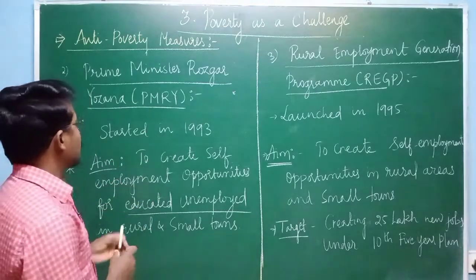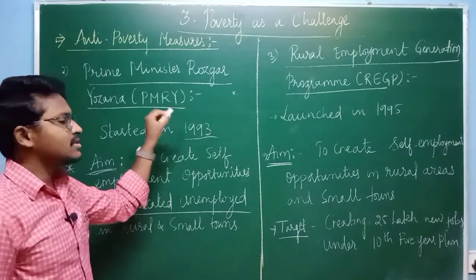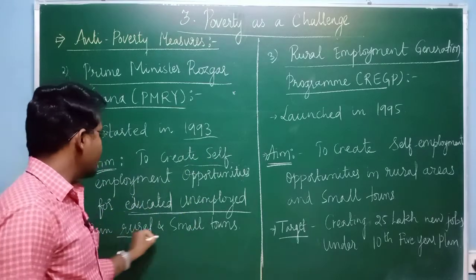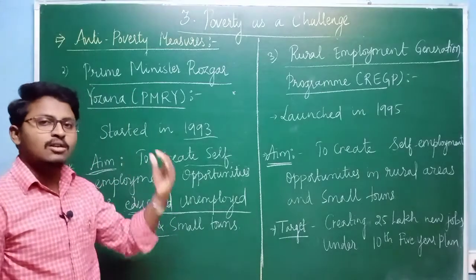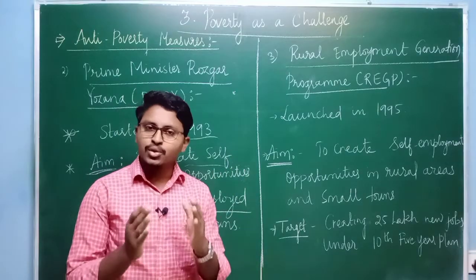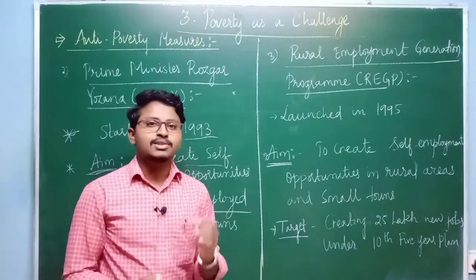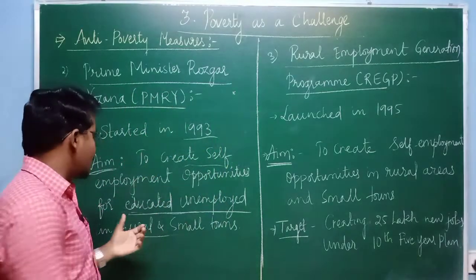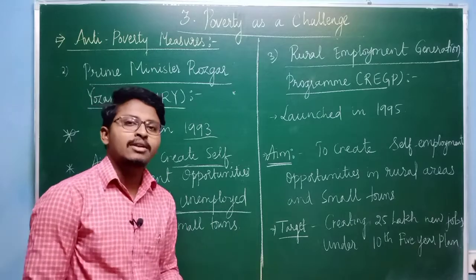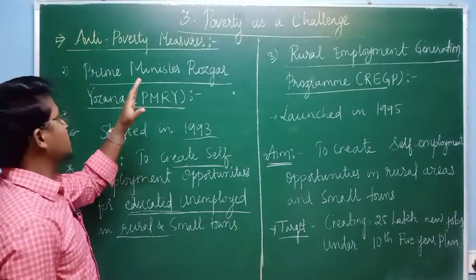And this scheme was launched, or you can say started, in the year 1993. The main aim of this scheme PMRY is to create self-employment opportunities for educated unemployed people in rural areas and small towns. You all know that most people, both in rural and urban areas, face the problem of unemployment. Though they are educated, because of the lack of job opportunities they sit idle, unemployed. So the main aim of the scheme is to create self-employment for people who are educated but unemployed. That is the main aim of the Prime Minister Rozgar Yojana.